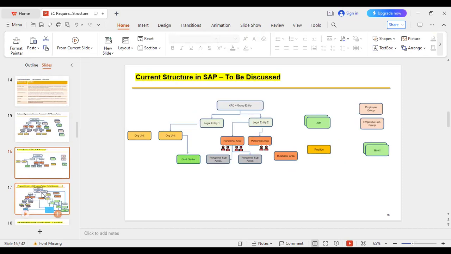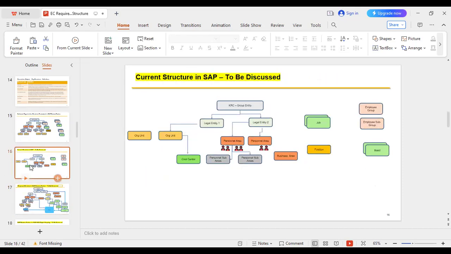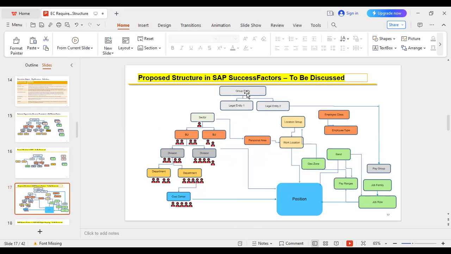Next, we propose the structure. The company gives you the current structure in SAP HCM, and now you are making it this way: the group legal entity, where there are two legal entities making the group entities. These are the sectors they have. These are the business unit, divisions, department, cost center. Personal area we are not taking, so we are taking work locations instead. These are all related to the position, job families, job role. We need to be very specific about these things.